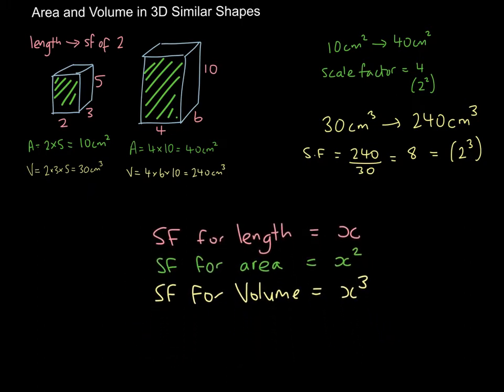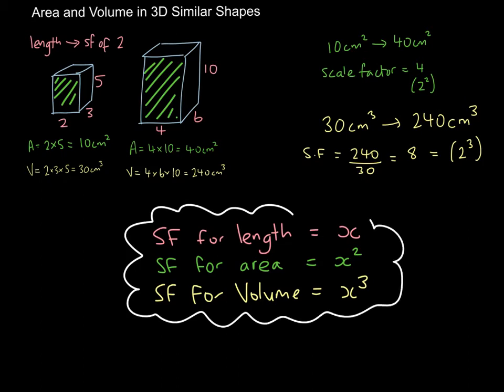Right then, now we know the relationship between the scale factors for length, area and volume. It's basically just the scale factor of the length squared is going to be the scale factor for your area, and the scale factor of your length cubed is the scale factor of your volume. Now that we know that, we can go on and solve some problems involving scale factors in 3D shapes.